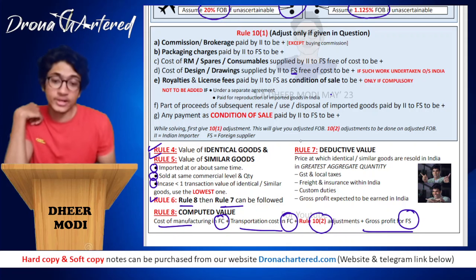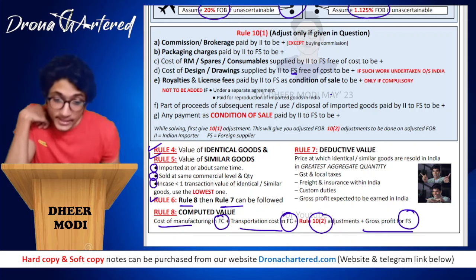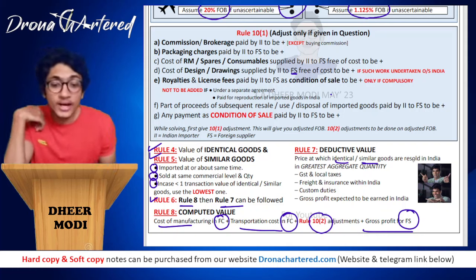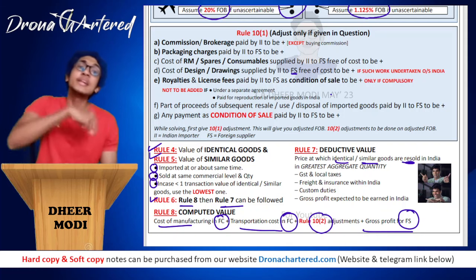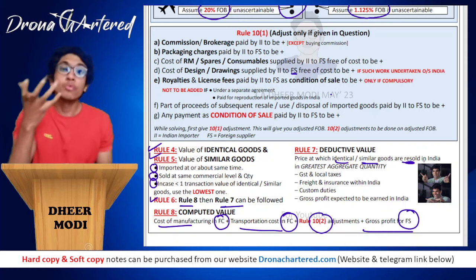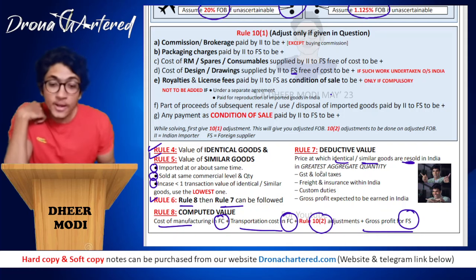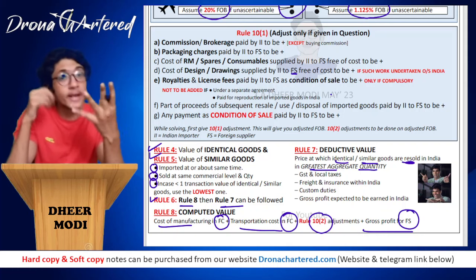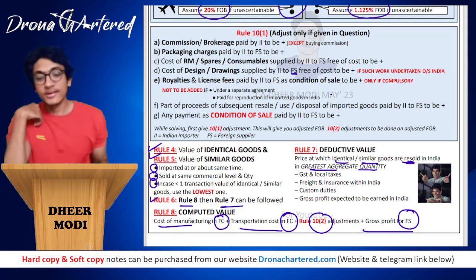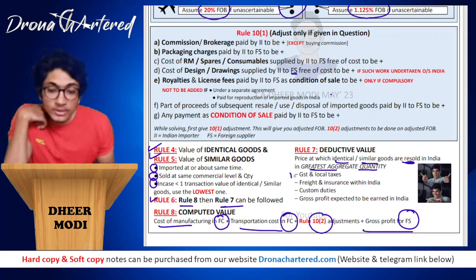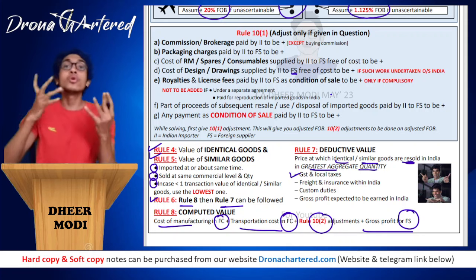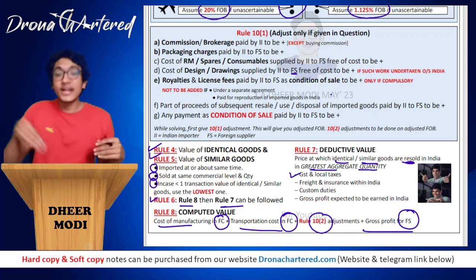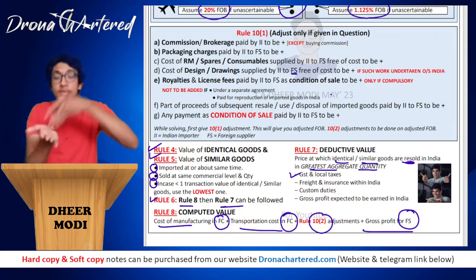And rule 7 is your deductive value. Rule 7 says price at which identical or similar goods are resold in India. That means in the Indian market, at what price they are sold, in greatest aggregate quantity. In greatest aggregate quantity, of course, maximum, higher the quantity, more trustworthy the price is. Now from this you will subtract your GST and local taxes, because what do you have to do? You have to find the value of these goods that are being resold in India at the time when they were imported into India. That means at the port of India.